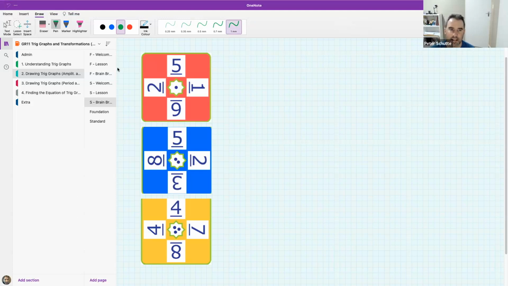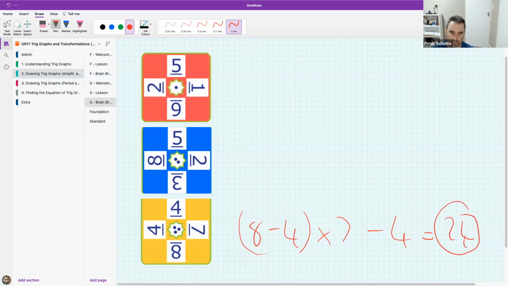So Andile has said 2 times 9 plus 5 plus 2. So that would be 18. Are you close, Andile? But no cigar unless you get to 25. So you're close, but not quite. Bongokosi has said 8 minus 4 times 7 minus 4, which is correct. Yes, 24. So you're good.